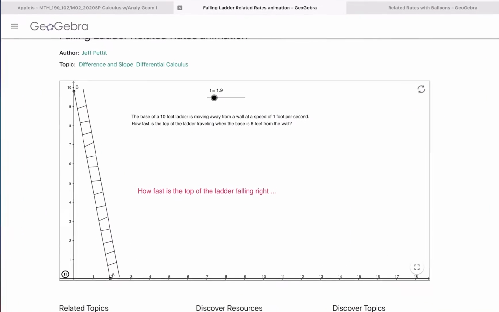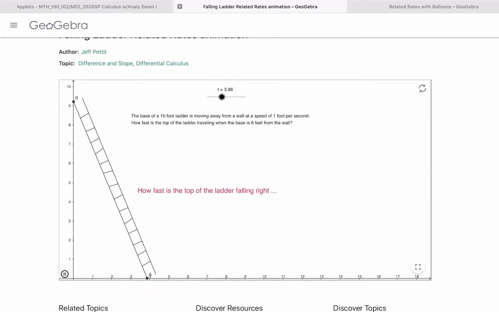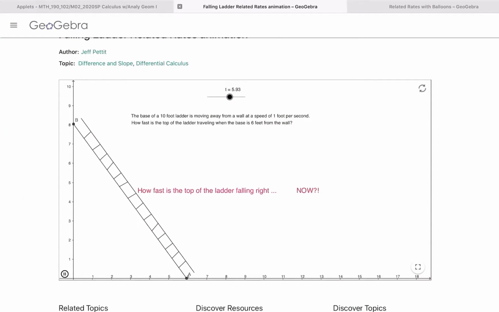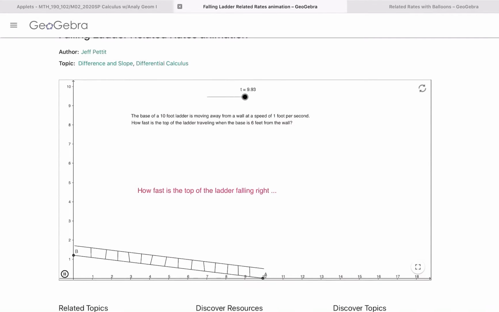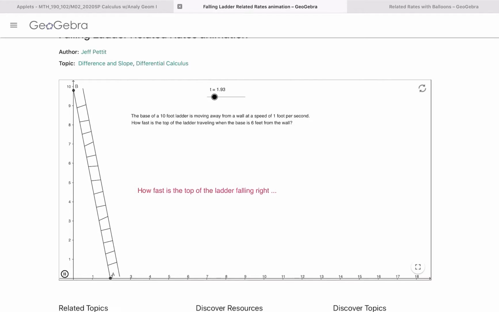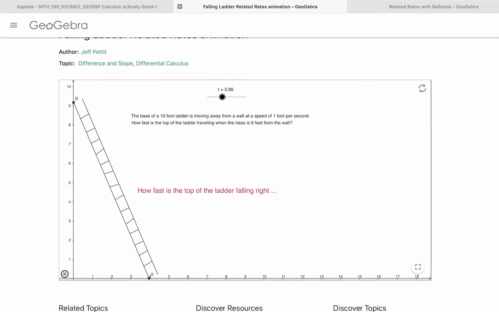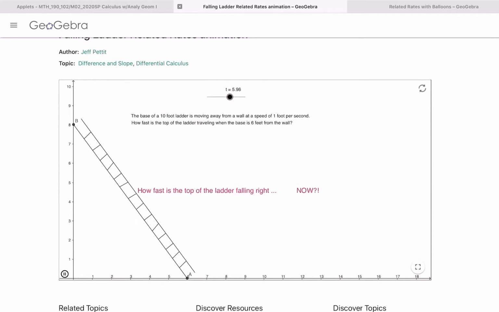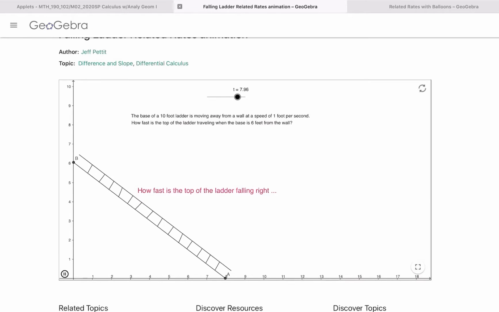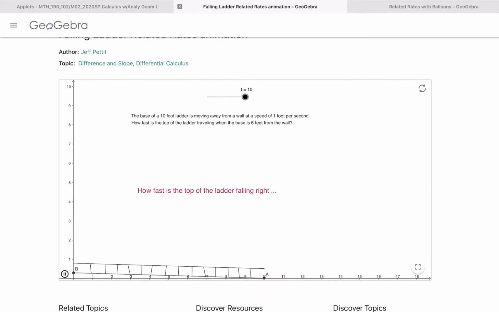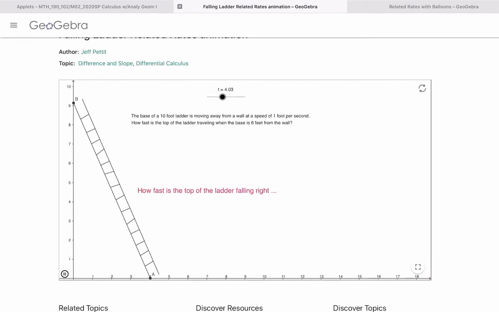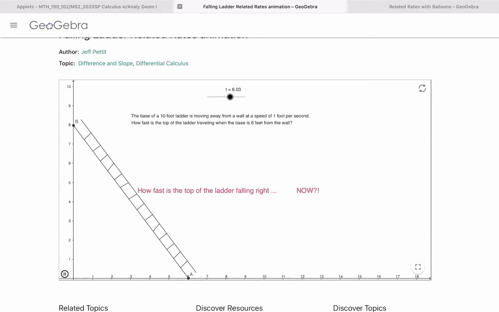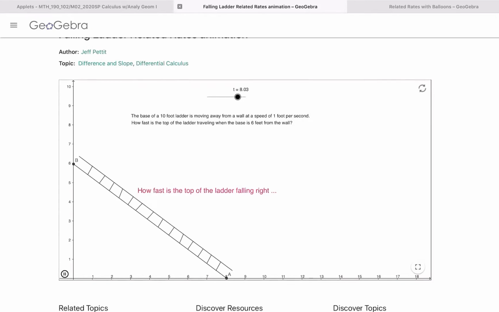So let's take a look at a quick animation. Now the speeds and the particulars of this one are a little different, and I'll put a link to this on D2L. So what do we have here? It says the base of a 10-foot ladder, ours is 13 feet, is moving away from the wall at a constant speed, in this case 1 foot per second. In our example, it's 3 feet per second. But the base is moving out at a constant speed.